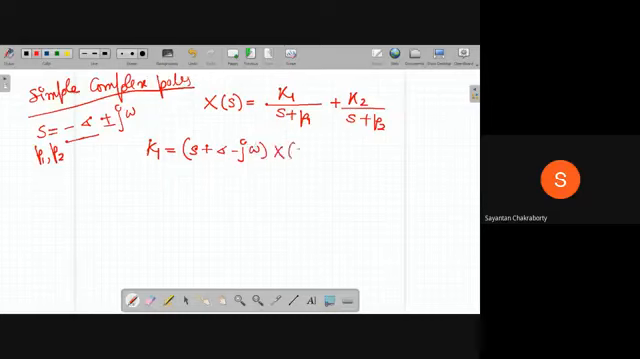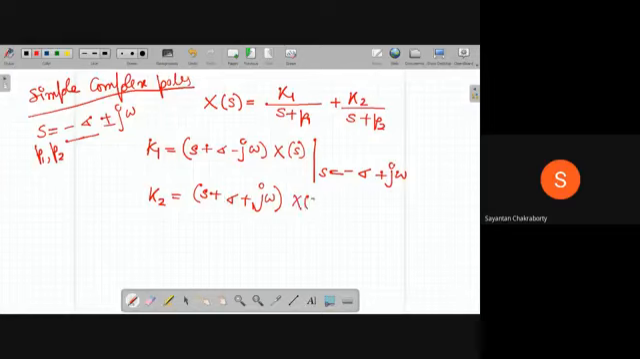minus j omega) X(s) at s equal to minus sigma plus j omega, and K2 as (s plus sigma plus j omega) X(s) calculated at s equal to minus sigma minus j omega. So this is standard, following the same principle as in the previous case. And this is, I think, what you do normally, right? Or else?